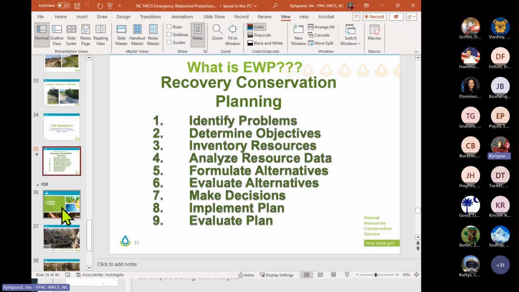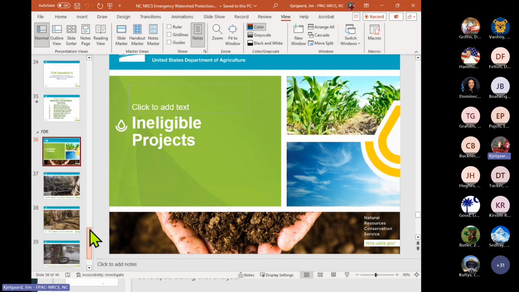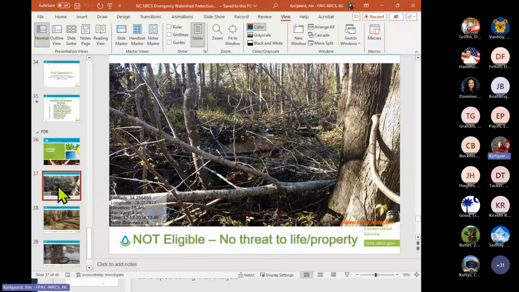Oh, let's see. What else do I have? Okay, ineligible projects. Almost through with this part of the program, so hang in there. Ineligible projects, and I'll just show some pictures that give some examples of that.